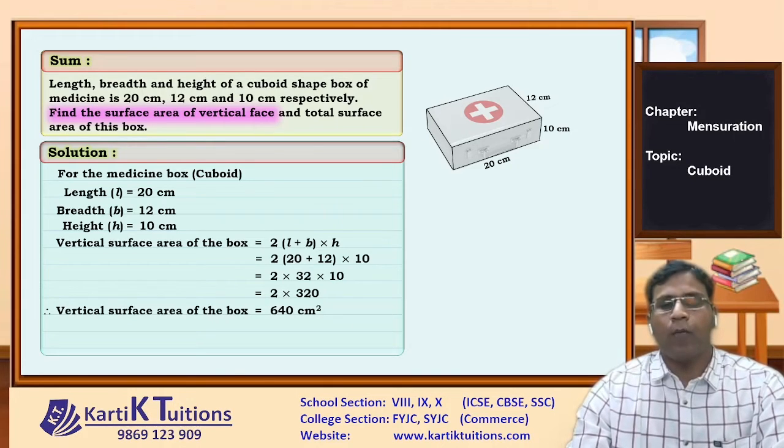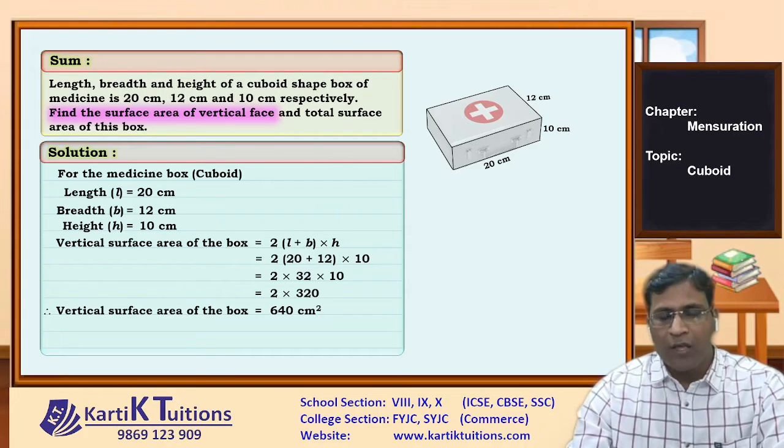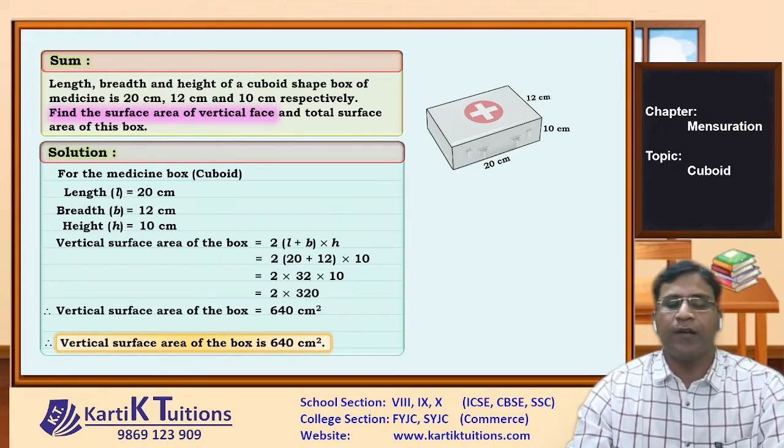Now whenever you talk about any area, it will always be unit square. Remember this. Don't make a mistake. And you have to just take the units given in a sum. In this sum they have given us centimeter, so it becomes centimeter square. If they would have given us meter, it would have become meter square. And if the units are not given, you should write it as square units or unit square. So here the final answer will be the vertical surface area of the box is 640 centimeter square.